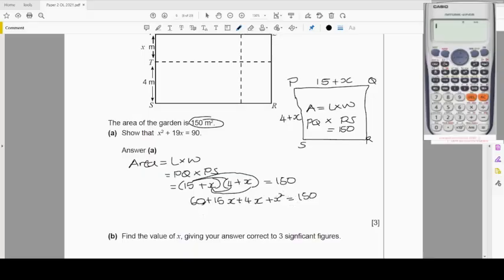And this is, of course, equal to 150. All right, so on the left-hand side, I have 60, 15x plus 4x, this is 19x, and then x squared, this is equal to 150. So you can subtract 60 on both sides. You have 19x plus x squared is equal to 150 minus 60, that's 90.